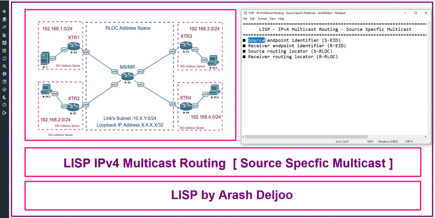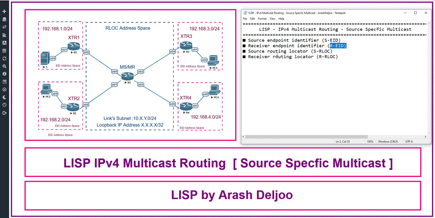First, let me review these terms. Source Endpoint Identifier, or SEID. What is the SEID? You know it. The SEID is the source host. Receiver Endpoint Identifier, or REID. The REID is the receiver host. For example, assume this server is sending multicast traffic. The IP address of this server is the source EID. And PC3 and also PC4 are receivers. Because of that, we have two receiver EIDs.